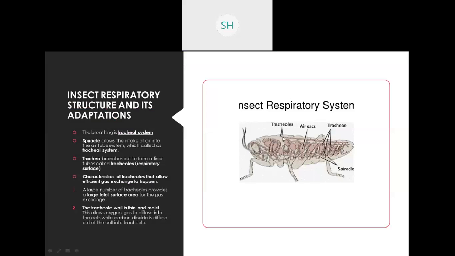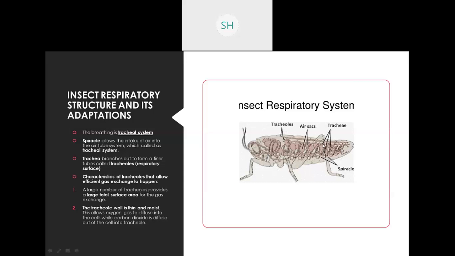Inside the body of the insect, they have a structure we call the spiracle. The spiracle has a small hole which allows the intake of air into the air tube system, which is the tracheal system. You can open the textbook, page 129. You can see the spiracle clearly. You can see that these small pores in the thorax and the abdomen of the insect are called the spiracles. The air will enter the tracheal system through these small pores of the spiracle.